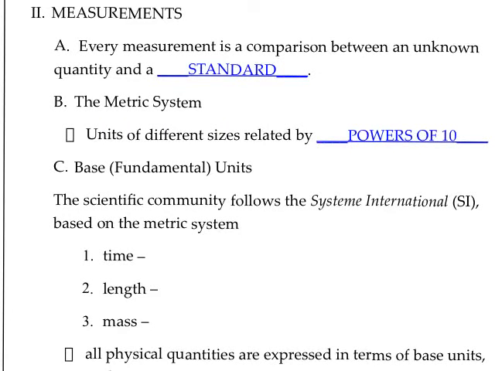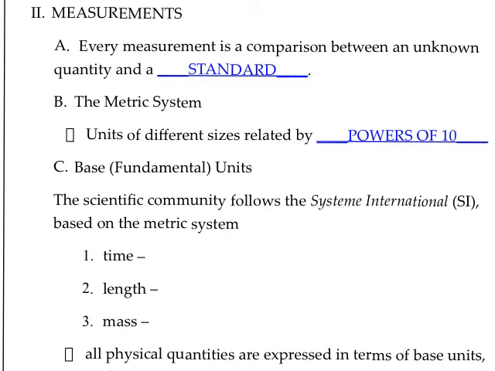The second part of our notes is going to be about measurements. Every measurement is a comparison between an unknown and a standard, and that standard that we are going to use in physics is the metric system. It's based on units of different sizes related by powers of 10. We've got three base fundamental units in physics.